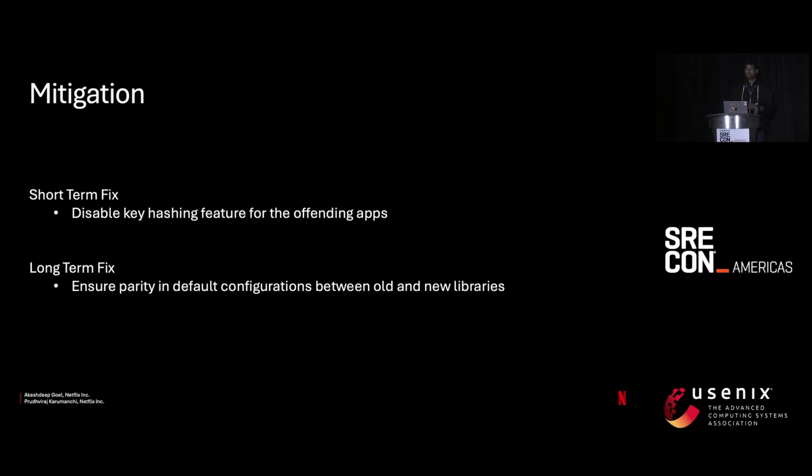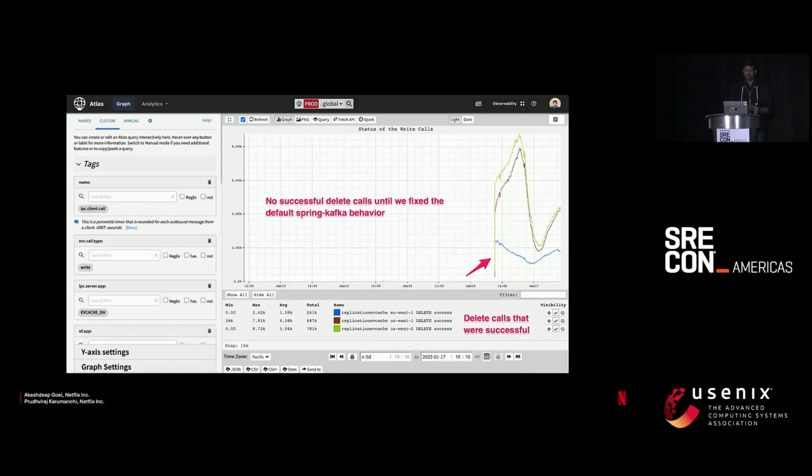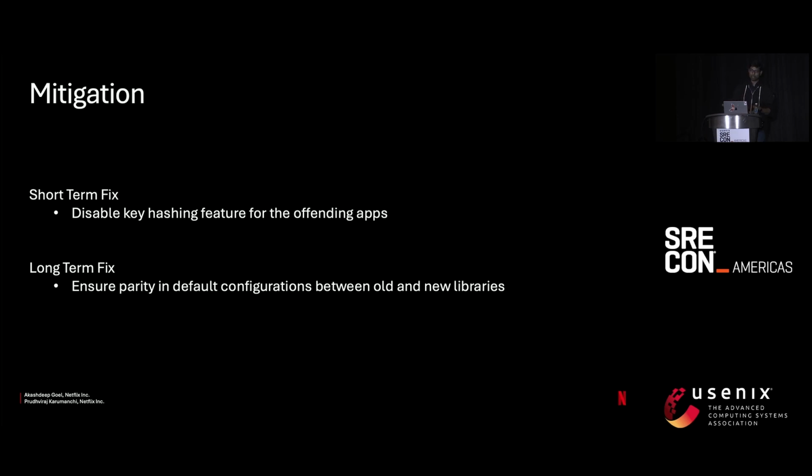Now, the mitigation strategies that we had: the short-term mitigation was in the slide where I have shown the appname.replication.hashkey. We could overwrite it with false, and you could get away without doing any redeployment of your applications. So we did that as a short-term fix, and the long-term fix was to work with the maintainers of the new Spring library to ensure that there is parity in default configurations.